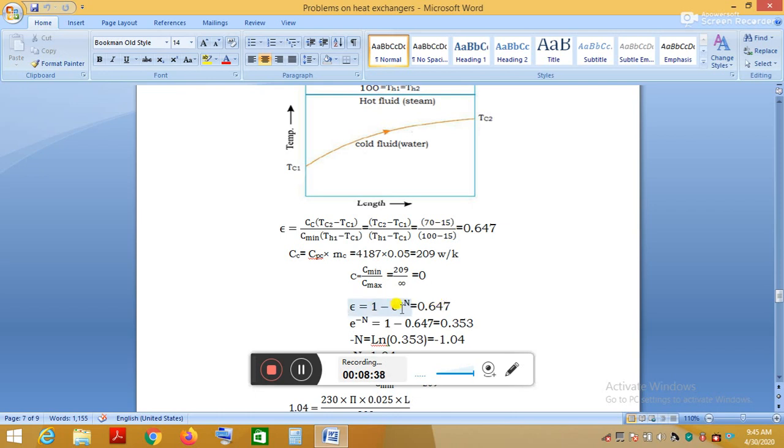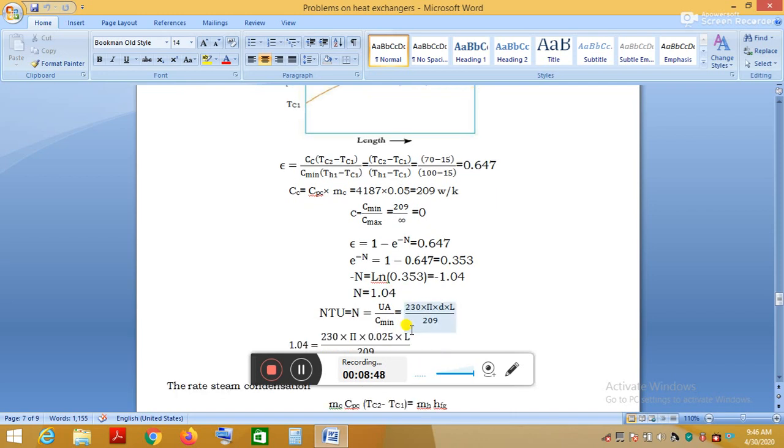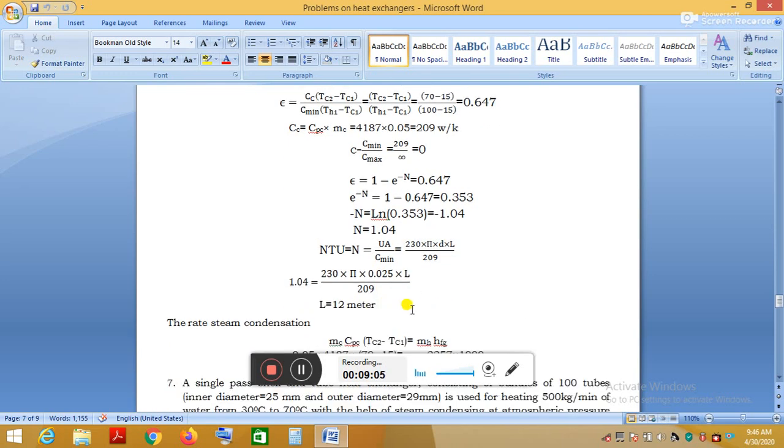Substituting here the value of effectiveness, we can find the value of NTU, which we got as 1.04. Now substitute this NTU value in the equation of NTU, which is given as UA by C minimum, where the U value is known, the NTU value is known, the only unknown is L, and we can find out the length of the heat exchanger, which we got as 12 meter.